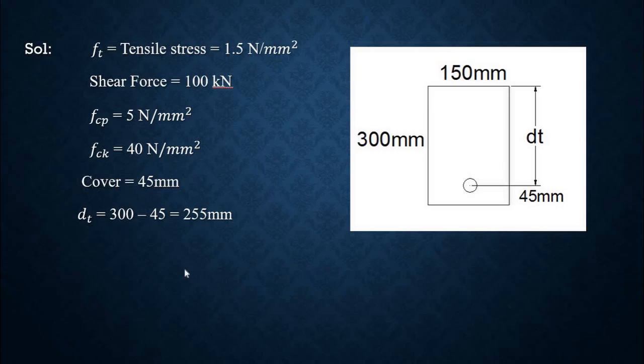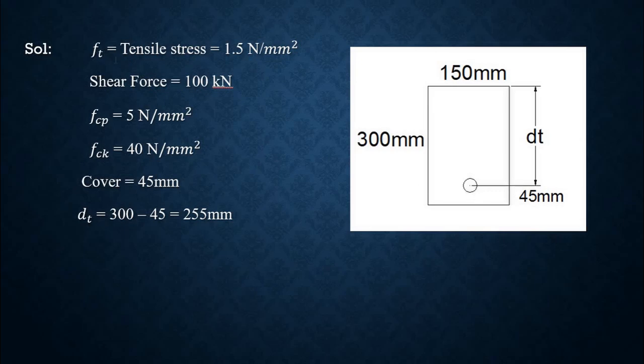So what we should do is dt is equal to 300 minus 45, which will give you 255 mm. 300 is the overall depth. So the dt value is known, and this cover is 45. Keep it in mind, always the cover will start from the bottom up to the center of the cable.